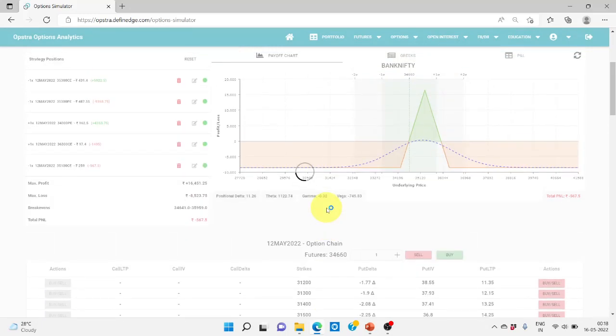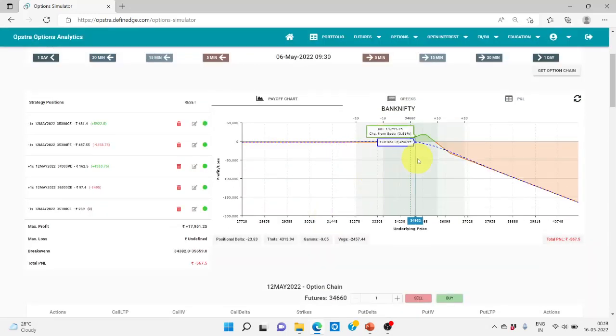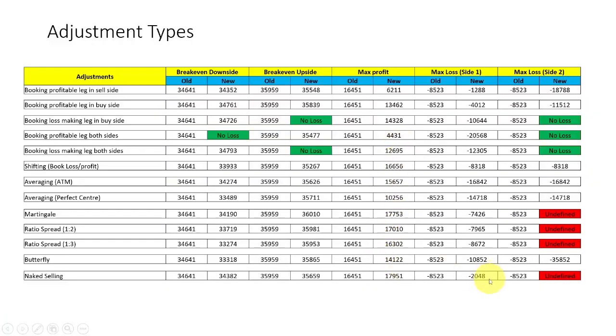As we have sold one lot of call option extra, our risk is going to be unlimited in this direction. But in this direction, our loss is reduced to only 2,000, and we are extending our break even as well. So as I said, if it keeps going downside, our risk is going to be a maximum of 2,000. But if it reverses, it is undefined. And here we are extending our break even a little as well. And this side, it reduces a little because we have sold a call.